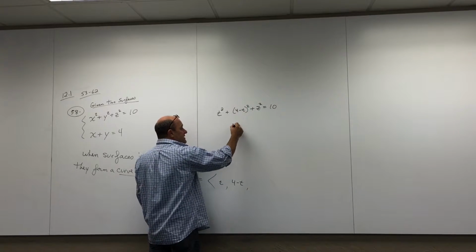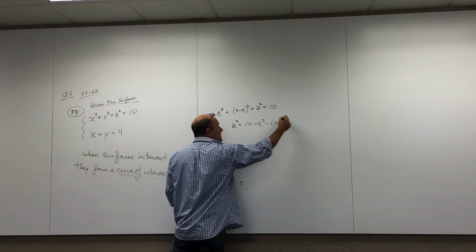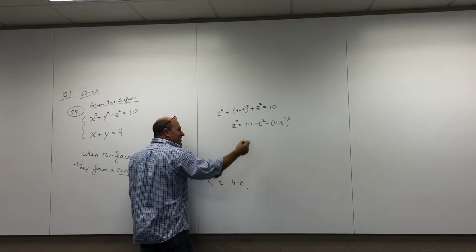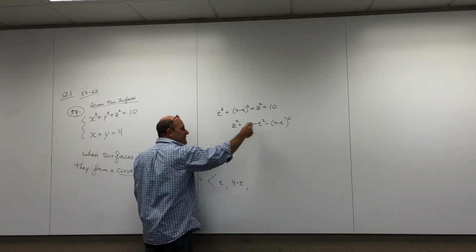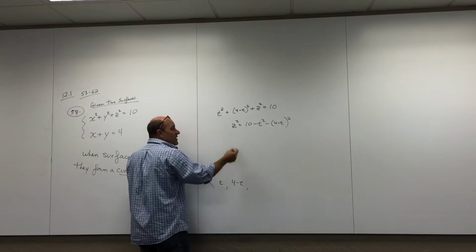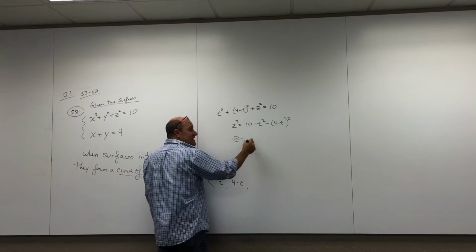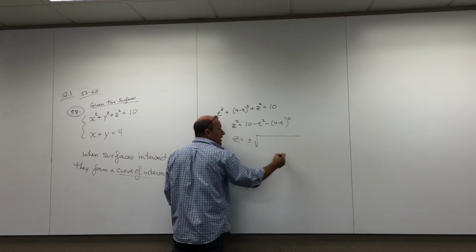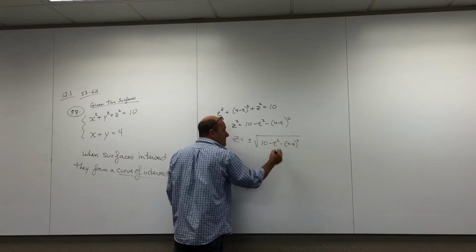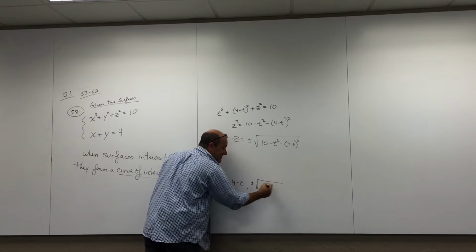Z squared would be 10 minus t squared minus 4 minus t squared. I could FOIL that out. Maybe that would help me a little, but I kind of don't want to. If I want to solve for z, guess what I do now? Take the square root. And technically it's plus and minus the square root of 10 minus t squared minus 4 minus t squared. And that's what I put for my z. I mean, was that easy? That was easy.